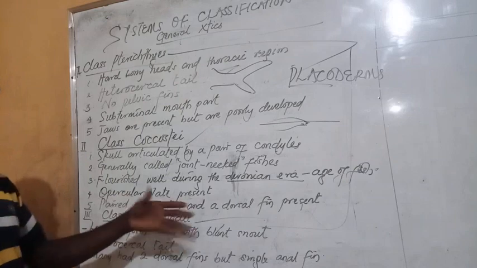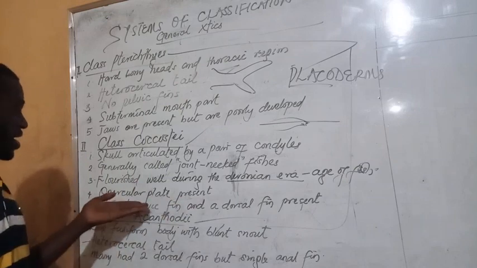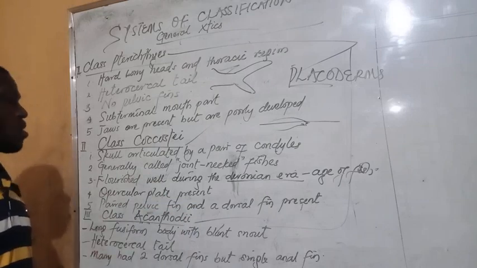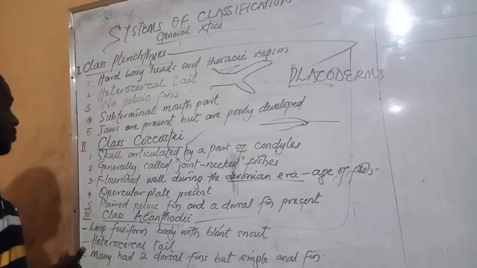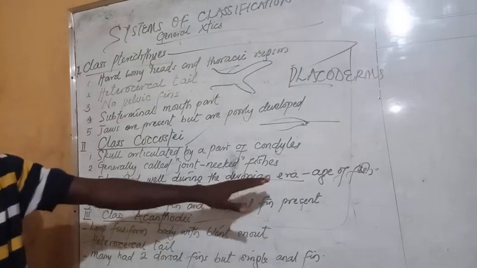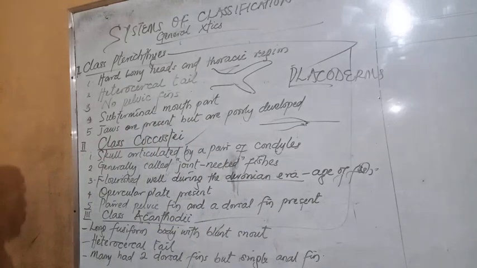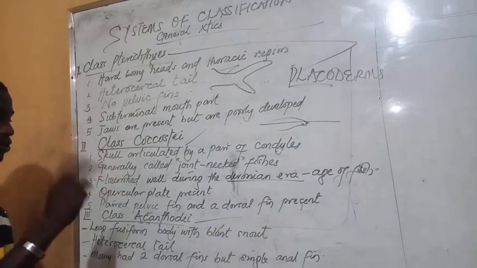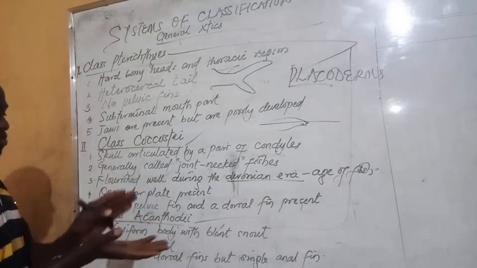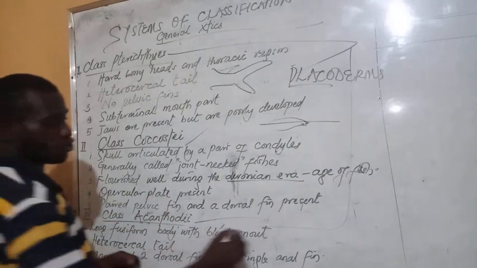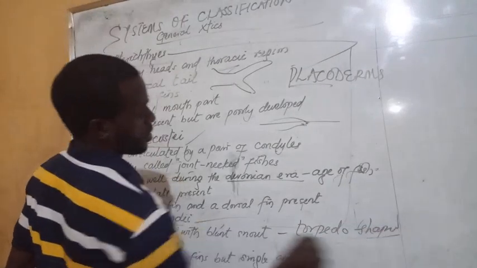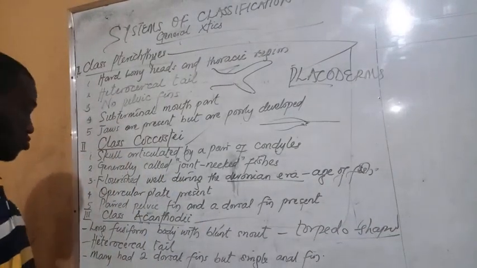They have opercular plates present, and paired pelvic fins and a dorsal fin present. So they have one dorsal fin and paired pelvic fins. The most abundant set of fish in the Devonian era were probably the class Coccosteomorphi. And the next class is the class Acanthodii. They have a long fusiform body with a blunt snout. So their snout is blunt and their body is fusiform or torpedo-shaped, which means they were able to swim fast.